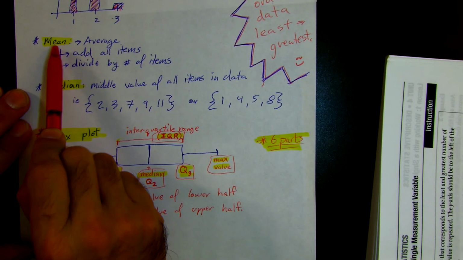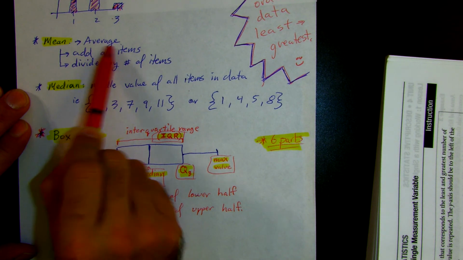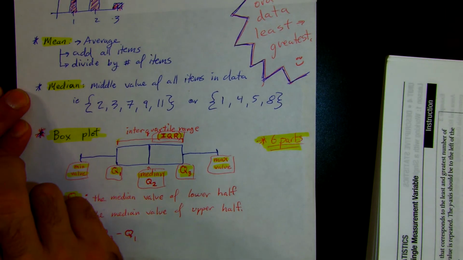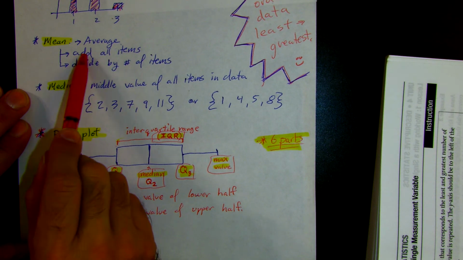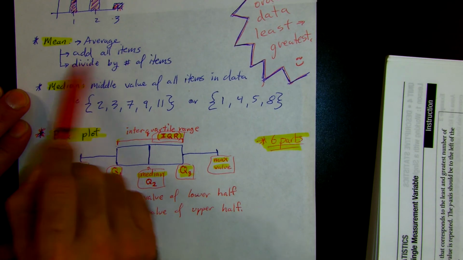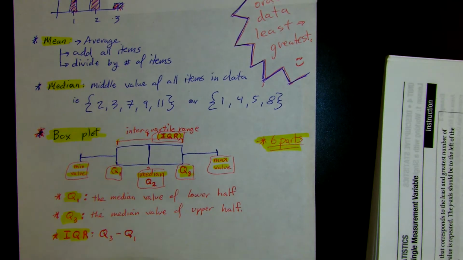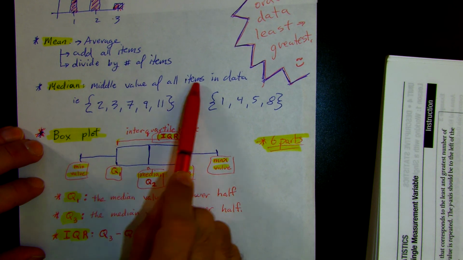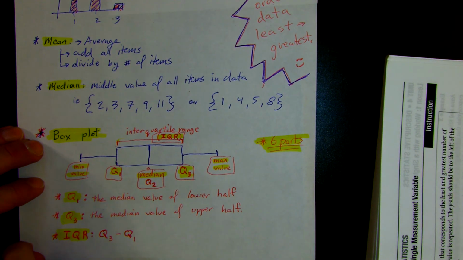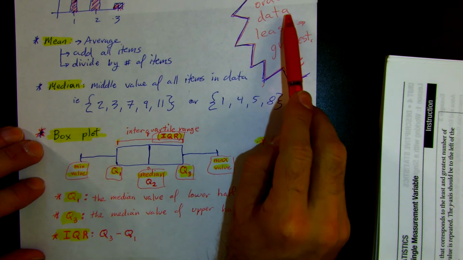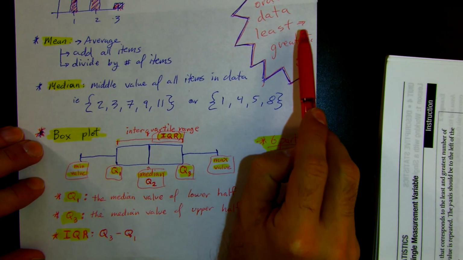When you're talking about the mean, you're talking about the average. How do we find the average if we were looking at all the ages of everyone in here? We'd add up all the ages, add up all your items, divide by the number of kids in the class. In here we have 17 kids. So you end up with the average age by adding up all of the item values and then dividing by the number of items. Okay, so that's mean. Median is just the middle value of all items in the data. And if you don't have it ordered from least to greatest, you can't find the median.